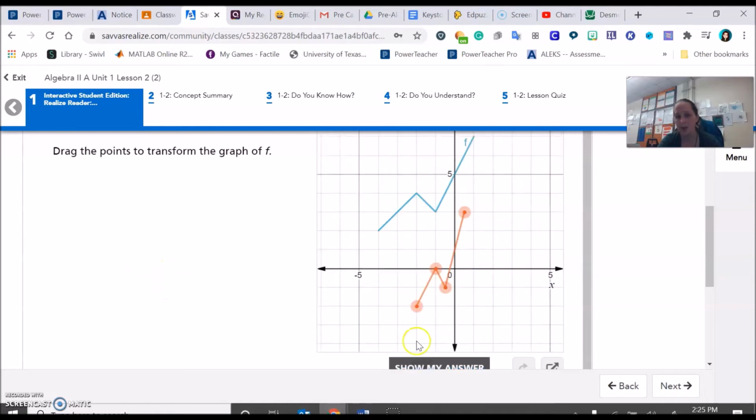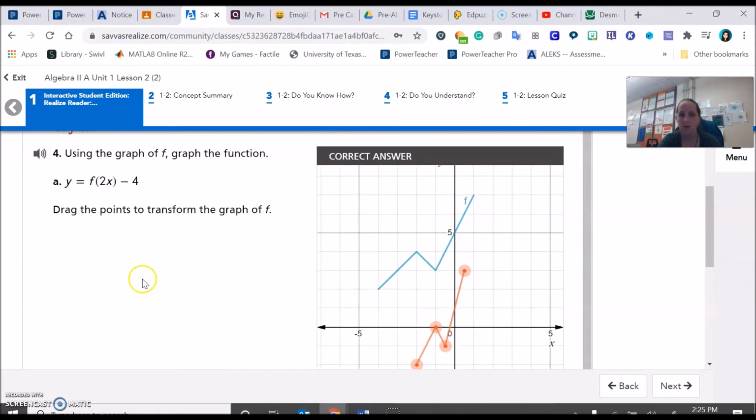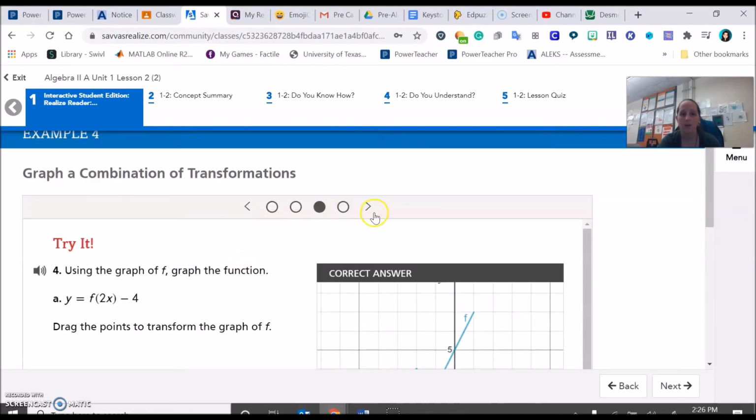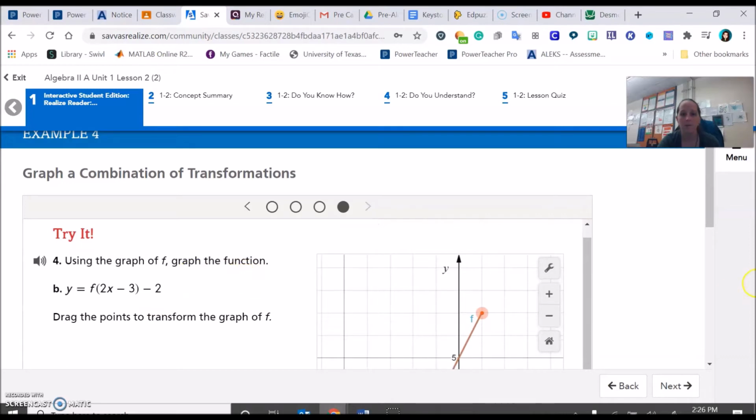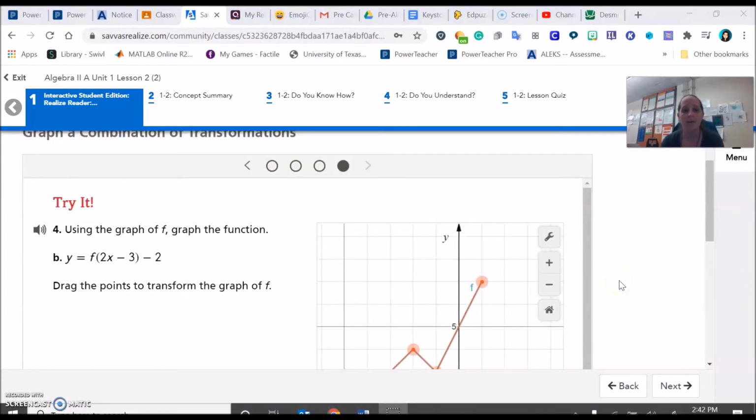And we can check it. It's pretty close. Okay. Do the same thing with my next try problem. All right, using the graph of f, graph the function y equals f times the quantity 2x minus 3 minus 2. So this is a compression of 2, and then we move it down and we move it over. Okay, so lots of things are going to be happening here.